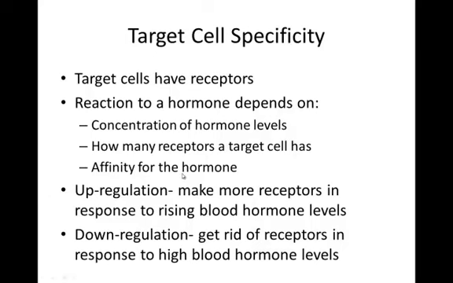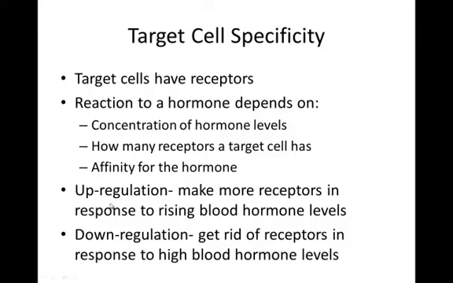And affinity for a hormone means some receptors really respond very well to a hormone, and they have a strong affinity for the hormone, and then some receptors don't. It's sort of like if you buy really cheap Velcro or very high quality Velcro.